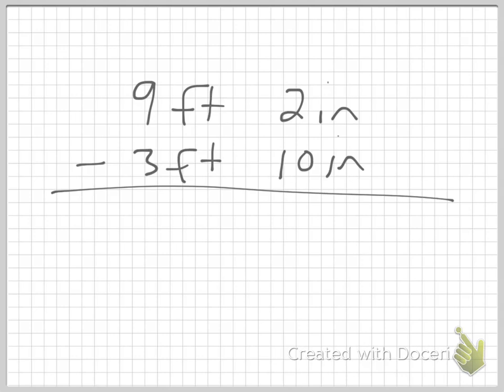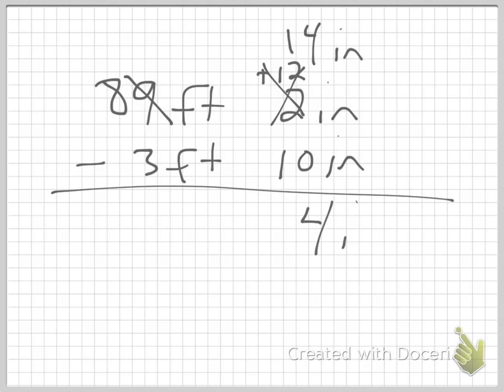So you go, okay, can I take away 10 inches from 2 inches? No. I have to go borrow a foot, and I add a foot in the form of 12 inches. So I need to add 12 inches to this, so this becomes 14 inches. Does that make sense? 14 inches minus 10 inches is 4 inches, and 8 feet minus 3 feet is 5 feet. So 5 feet, 4 inches. Make sense? You guys think you got this? Yes. Well, let's just find out when you take your quiz right now.